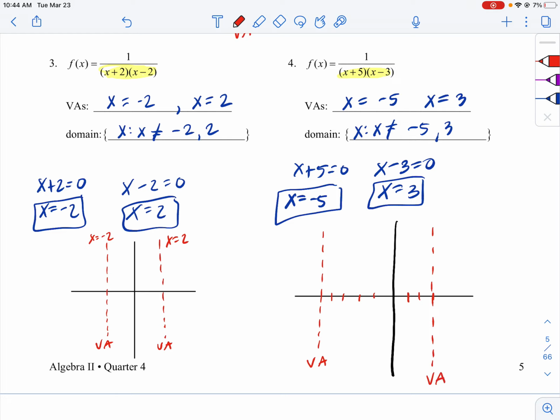There you have it. So today we have learned what the rational graph looks like, the parent function 1 over x. We also have learned how to determine our vertical asymptote. We also learned how to determine the domain of our rational function.